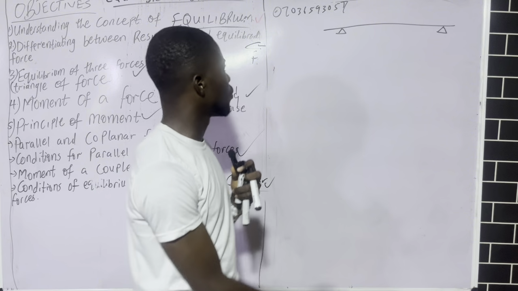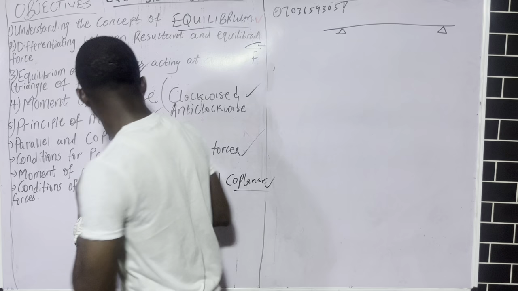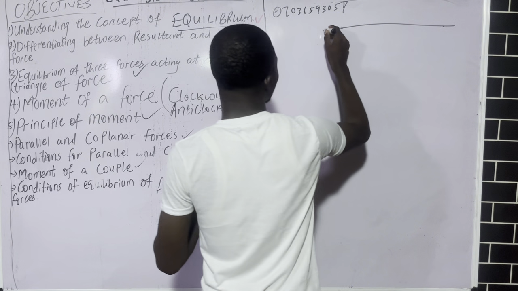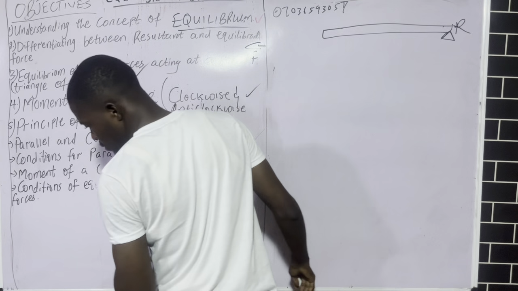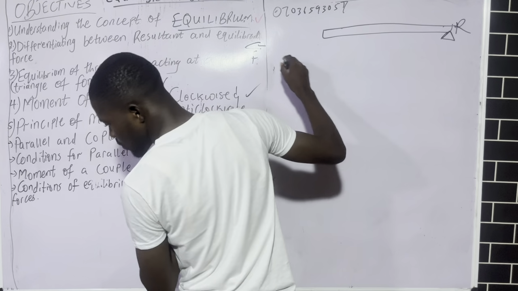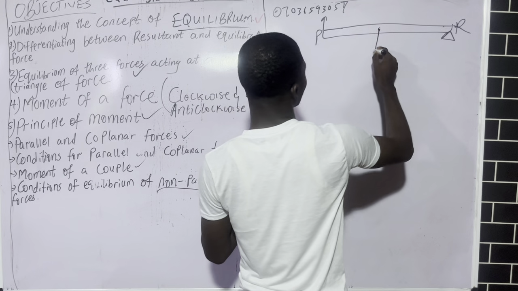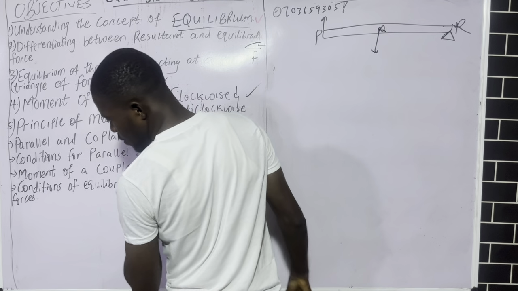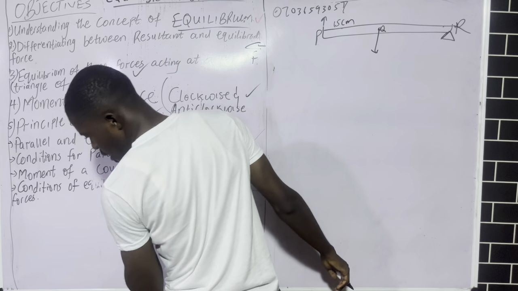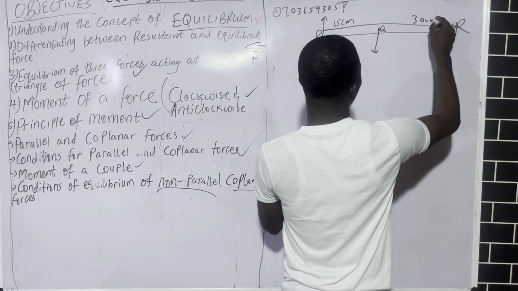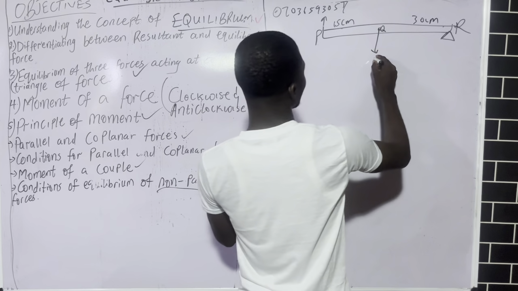So let's continue now. Now let's solve one more question. Now look at this particular question. Okay, let me draw the diagram. They put this stuff here, and they call this R. And this side is point P, and this is point Q. So between point P and point Q is 15 centimeter. And between point Q and point R is 30 centimeter. And then this Q is 9 Newton.